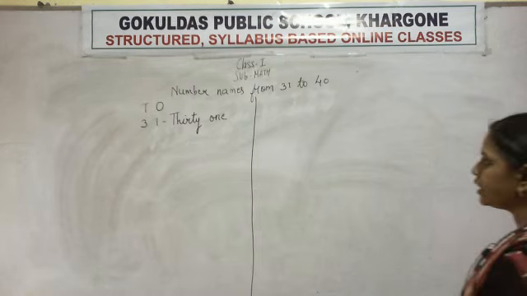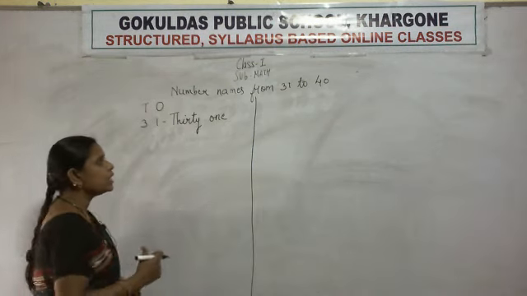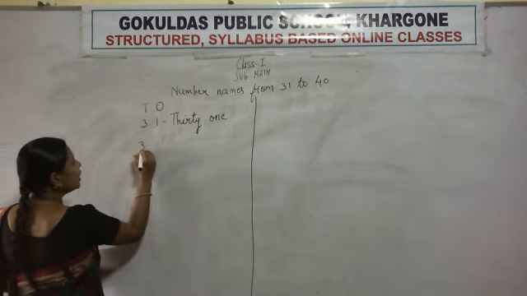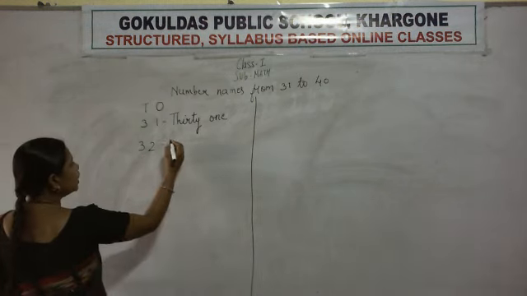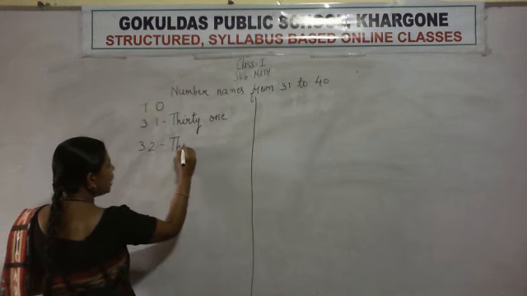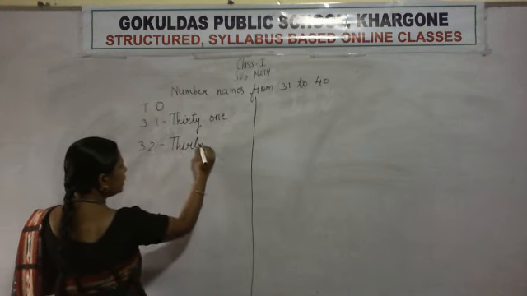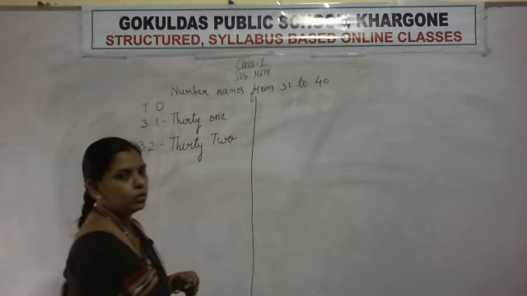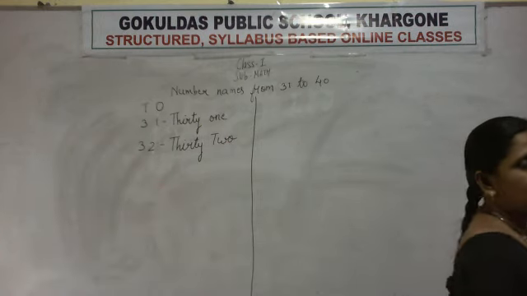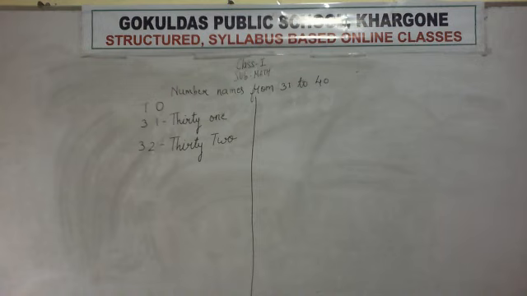Now write the next spelling. The next number after 31 will be 32. Now write the spelling of 32. THIRTY, 30. TWO, 2. 32. Copy the spelling of 32. THIRTY, 30. TWO, 2. 32.